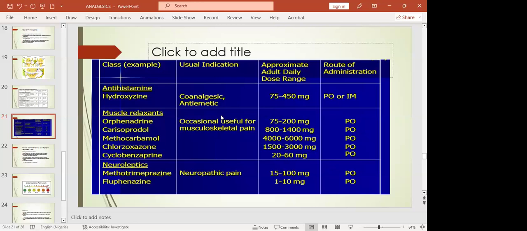So a very common one you find in the pharmacy is Ofesic. Please, tomorrow, go and look for what is Ofesic. Then carisoprodol is an example. Metocarbamol is also in the pharmacy. It's a wonderful muscle relaxant.